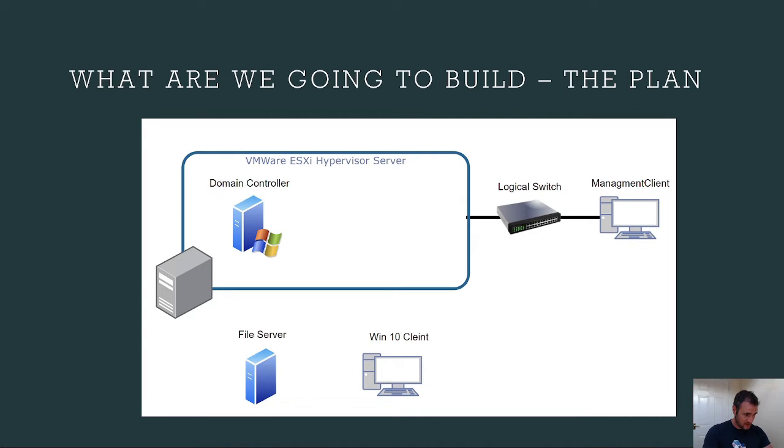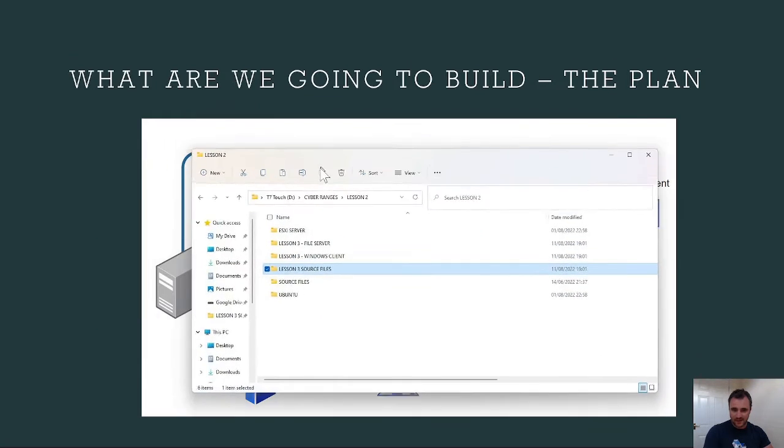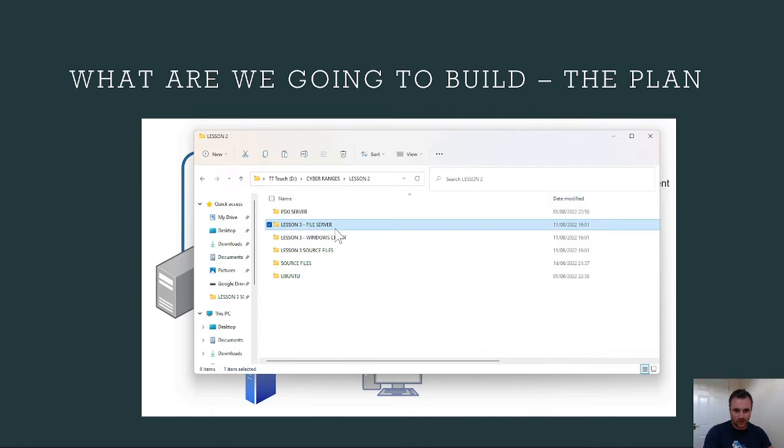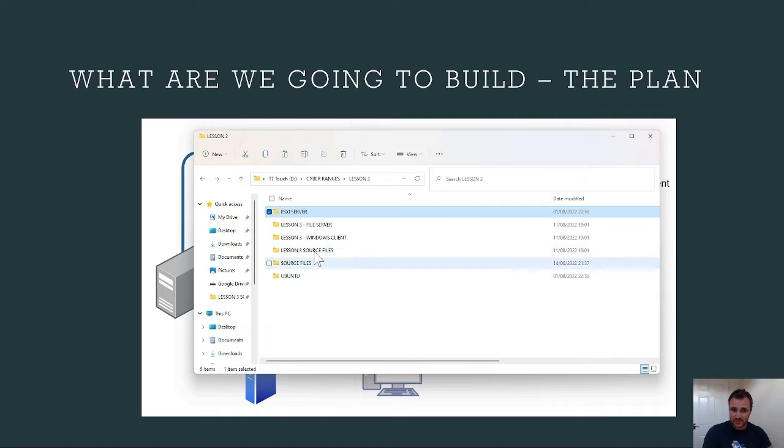I'll pull over my lesson 2 folder right here. And what we can see from here, I've got my ESXI server, I've got a couple of lesson 3 files, so I've got a file server, I've got a Windows client, and obviously what you can't see from there is my domain controller. I'm going to be hosting that on ESXI server, so there's no need for me to have a folder here because it's going to be stored in there.